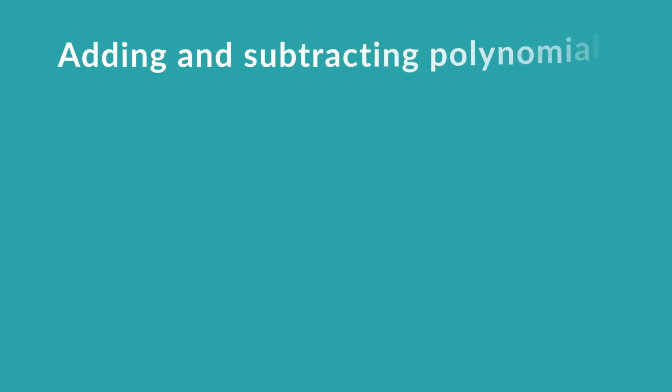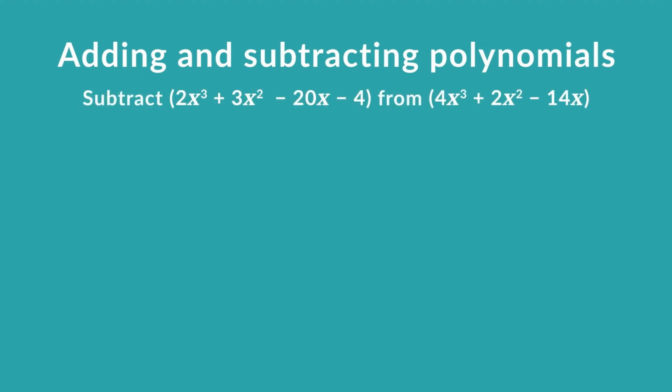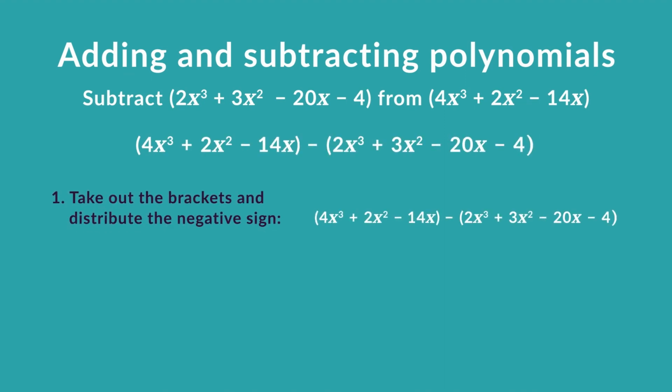When we add or subtract polynomials, we are simply making one polynomial out of two or more polynomials. For example, let's subtract these two polynomials. We're starting with this polynomial and subtracting this one. Step 1. The whole of the second polynomial is subtracted from the first. So each term in brackets must be multiplied by the negative sign. So we multiply each of the terms by -1 and take out the brackets. We are left with a long polynomial.